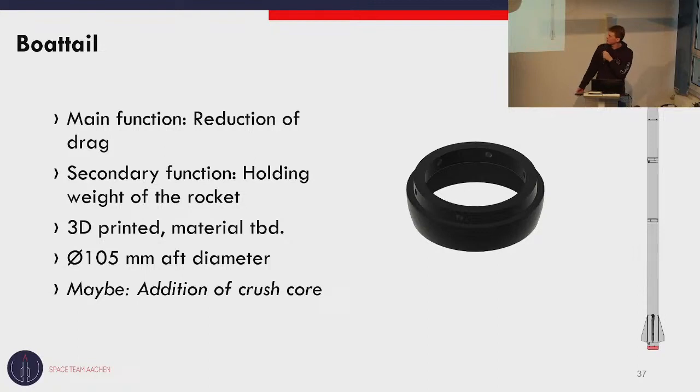Obviously, it gets quite hot because it's close to the engine, and also it has a lot of drag going on. So we might use carbon fiber reinforced polyamide, and maybe we will use PEEK. However, this is not yet determined, but those are the materials we were looking at. The minimum diameter is 105 millimeters, and this is not secured yet, but maybe we will write a bachelor thesis about implementing a crush core into the boat tail design. Would be cool, but at this point it's not quite confirmed whether we're going to do that or not.